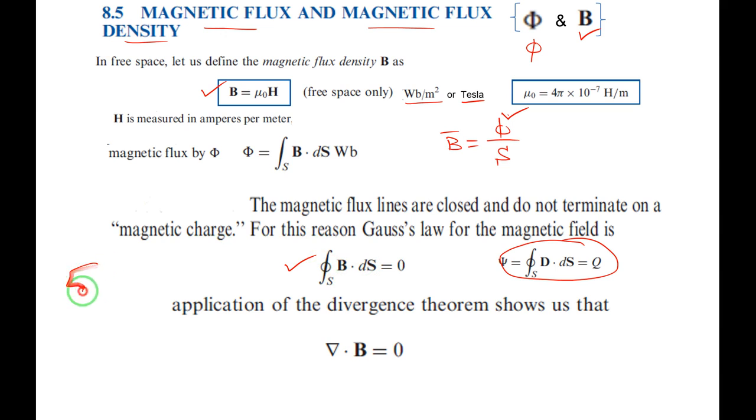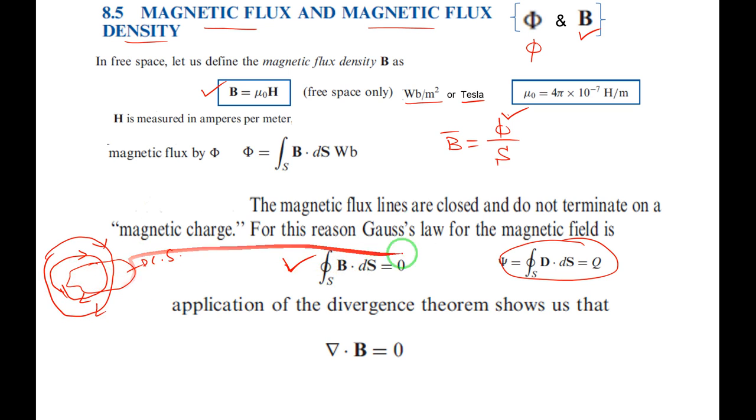Suppose I have any closed surface, and I have the magnetic field lines or flux lines. Let me assume that a current carrying conductor is generating the magnetic flux lines like this, and this is the closed surface. The number of magnetic flux lines entering the closed surface is equal to the number of magnetic flux lines leaving the closed surface. This means the total amount of magnetic flux within the closed surface is 0, because the number of flux lines entering equals leaving. So the closed surface integral of B dot ds is equal to 0.